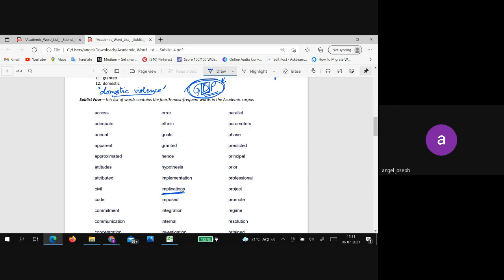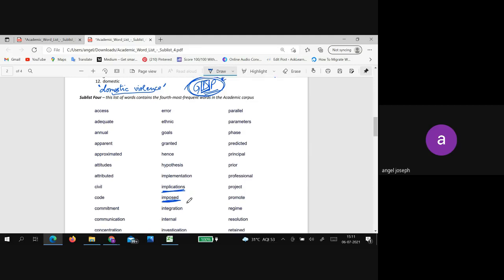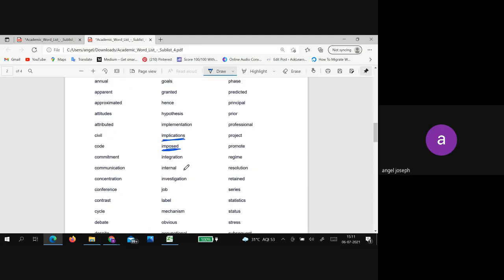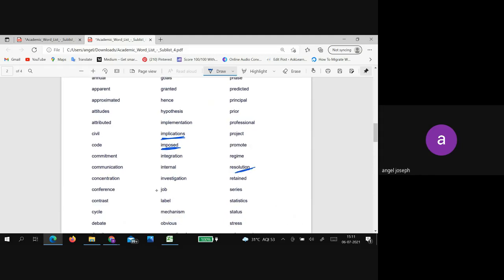I am giving you a word, and you should try to make sentences. Going forward, look at these words: commitment, integration, regime, resolution. Can anyone give me a sentence with the word resolution? We commonly use it on January 1st. My New Year resolution is to work out from today. Very good.